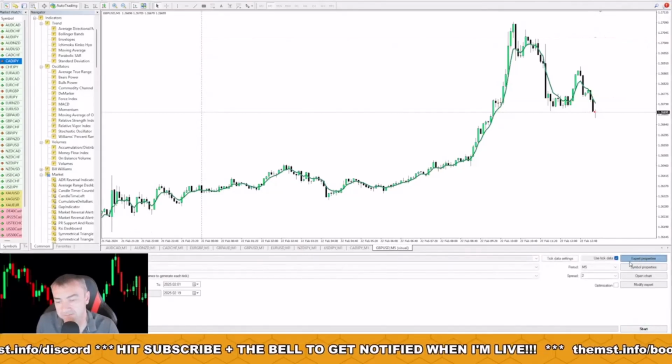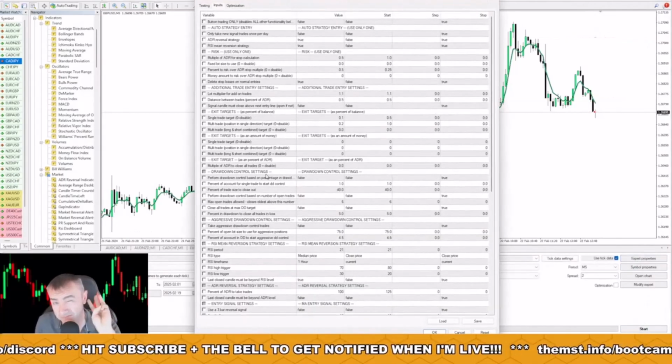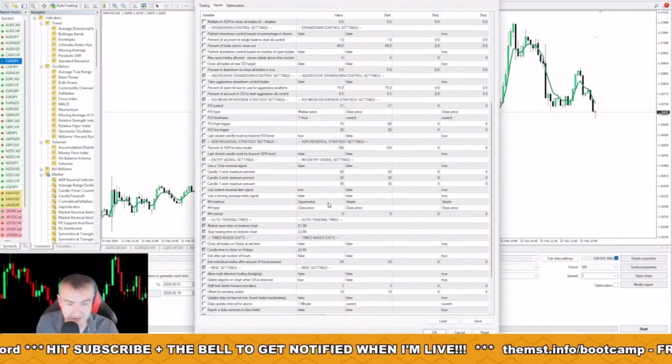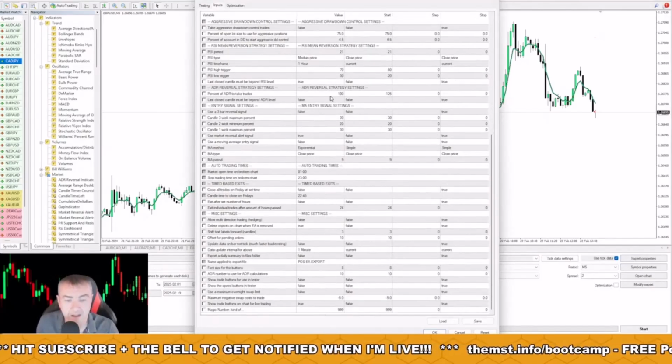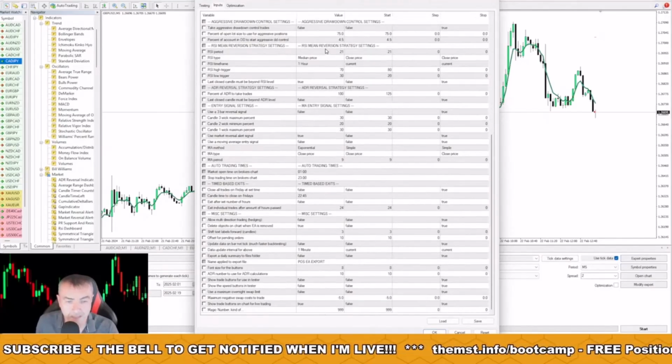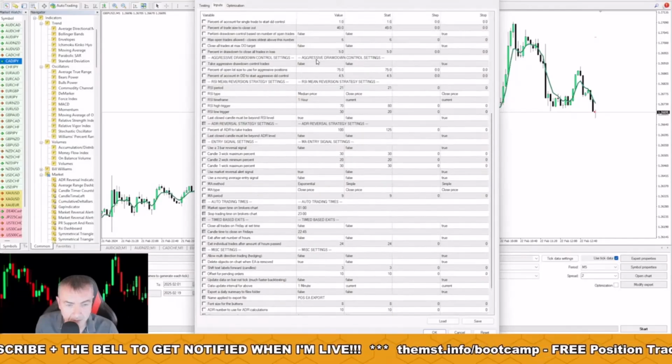You also now have a third entry signal, which is my favorite price action signal, apart from the market reversal alert, which is the 3-bar reversal. So where are we?